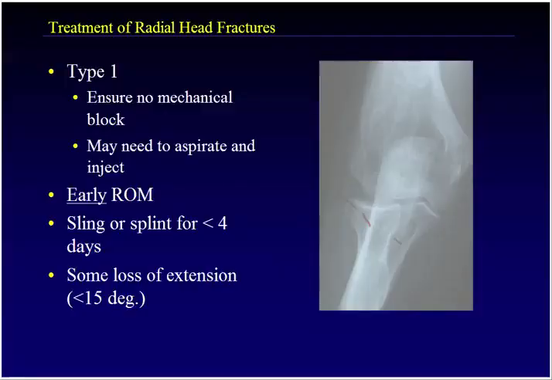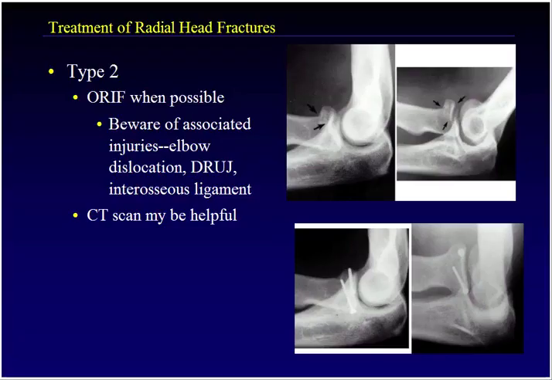So for type 1 fractures, make sure there's no mechanical block. You may need to aspirate the joint and inject it for pain control to do your clinical examination and assure that there's no mechanical block. And you treat those with early range of motion. Treat them with a sling or splint for just a few days and allow them to start range of motion as soon as their pain tolerance will allow, because these are stable injuries. You can expect that there may be some loss of extension, usually less than 15 degrees with appropriate treatment.